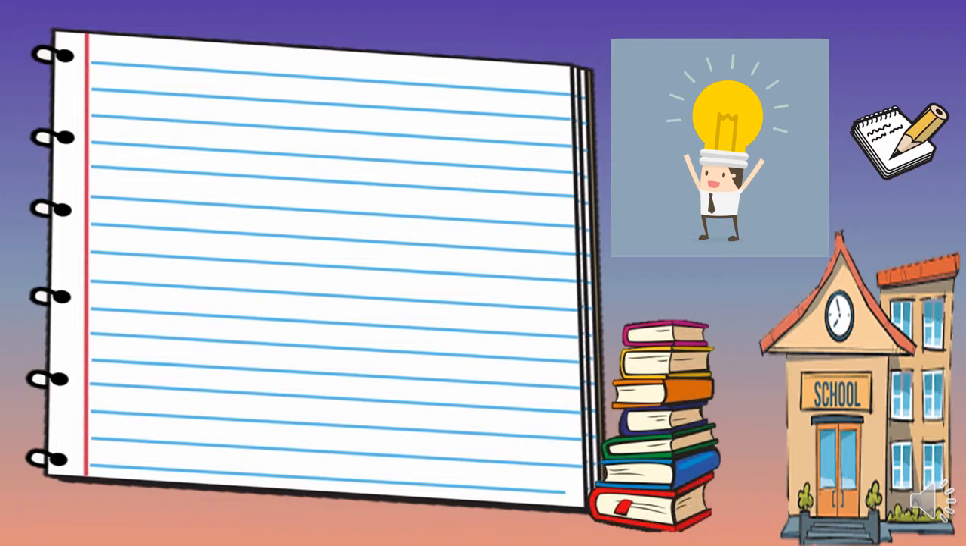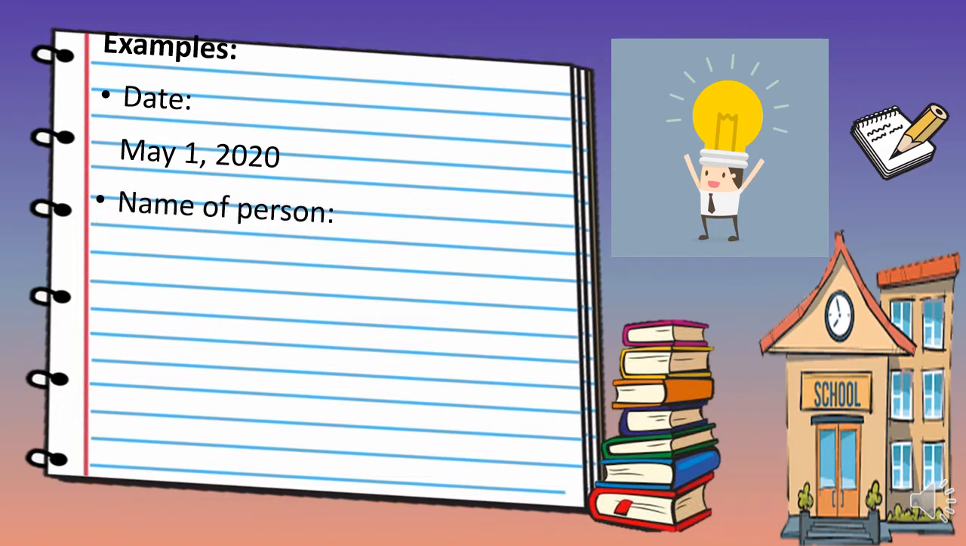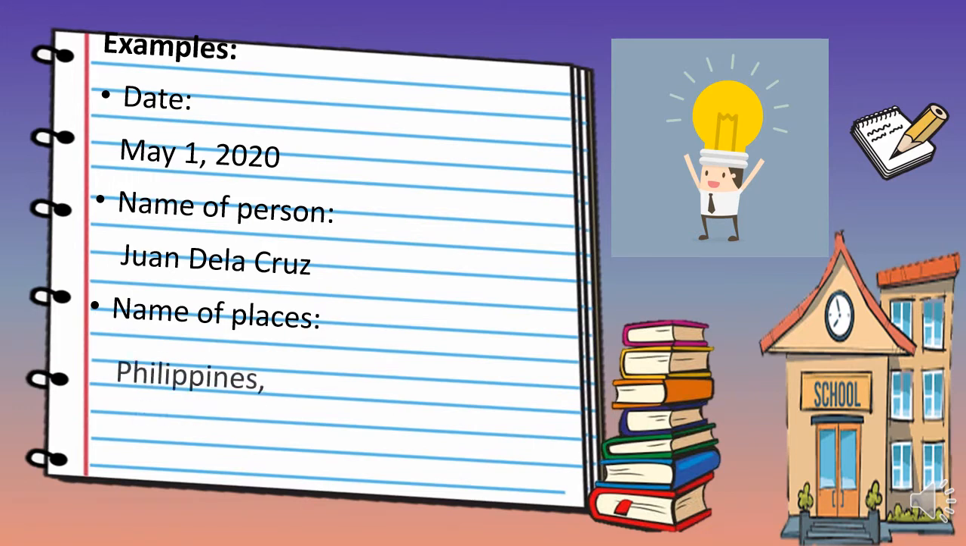Look at these given examples about specific information. For date, the example given is May 1, 2020. For the name of person, the given example is Juan de la Cruz. Another, name of places, example, Philippines, Tarlac City, and Maliwalu National High School.